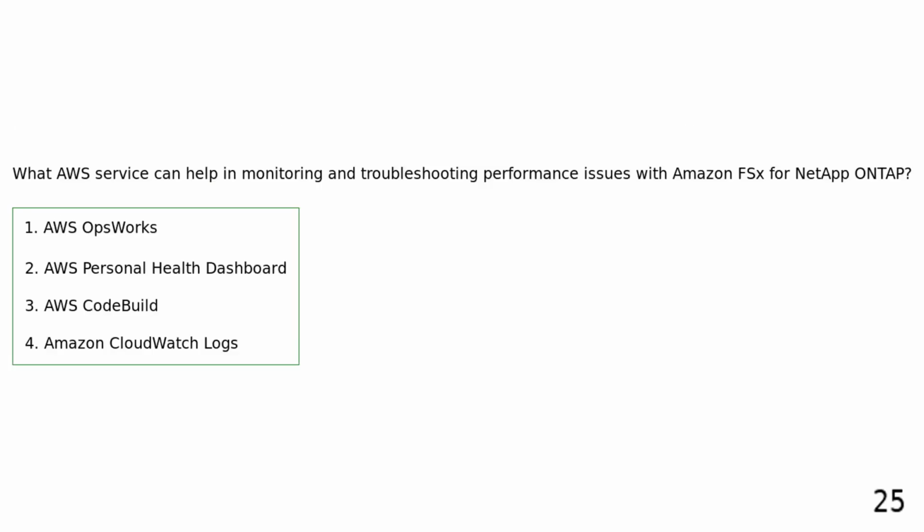availability. What AWS service can help in monitoring and troubleshooting performance issues with Amazon FSx for NetApp ONTAP? AWS OpsWorks. AWS Personal Health Dashboard. AWS CodeBuild. Amazon CloudWatch Logs. Amazon CloudWatch Logs can be used to monitor and troubleshoot performance issues with Amazon FSx for NetApp ONTAP.